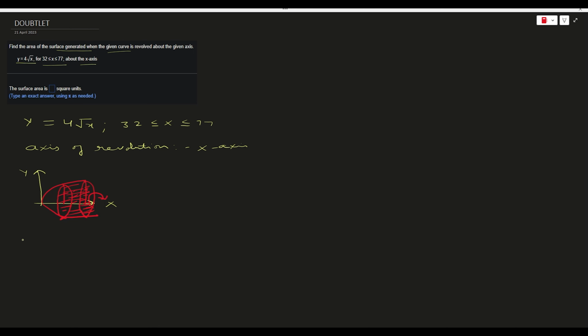To get this we will use the formula: surface area is equal to 2 pi integration from a to b of y multiplied by the square root of 1 plus (dy by dx) whole square times dx, which means we have to integrate with respect to x. So from here we can write y dash is equal to 4 divided by 2 under root x, and we can write it as 2 divided by under root x. And we will square and add these terms.